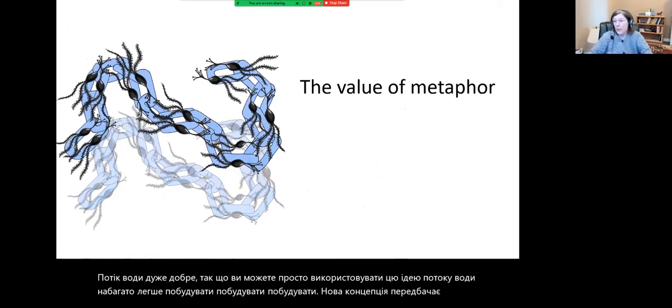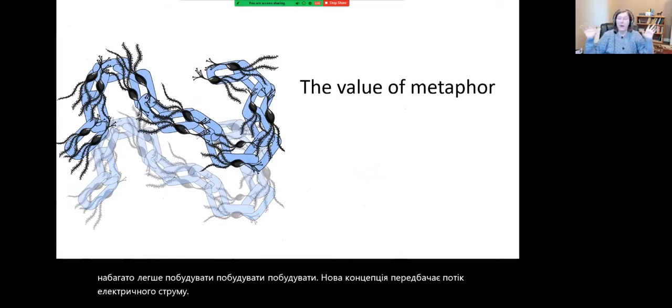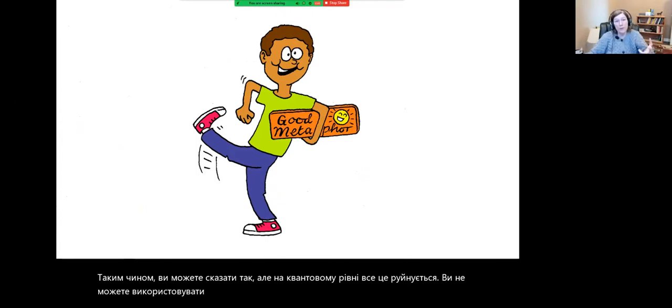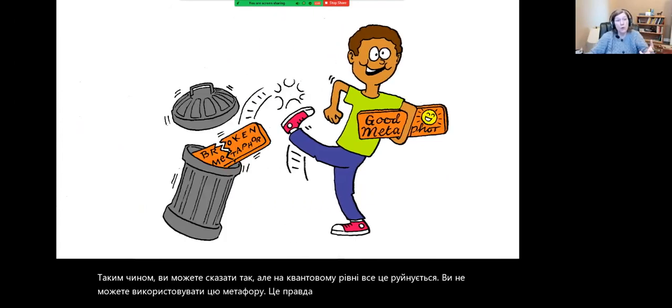You might say, well, yes, but at a quantum level, it all breaks down. You can't use that metaphor. Well, that's true. Whenever a metaphor breaks down, you just throw it away and you get a new metaphor.